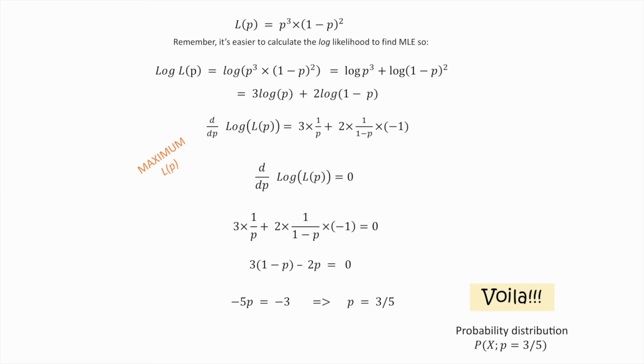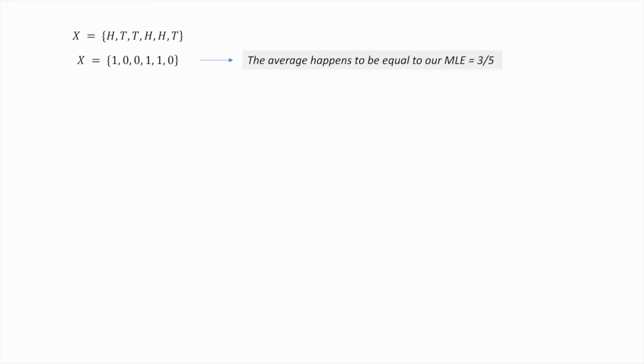Or in other words, we find the optimal parameter p by maximizing the likelihood function in order to find the probability distribution that best explains the observed data. Now, you might have noticed that the average of the observations also happens to be equal to our MLE estimation, which is 3 over 5. If you replace heads with 1 and tails with 0 and average the values, you will get 3 over 5. So, can't we just use the average instead and not bother with all the ugly math above? Well, not really, and I'll discuss this later in this video.